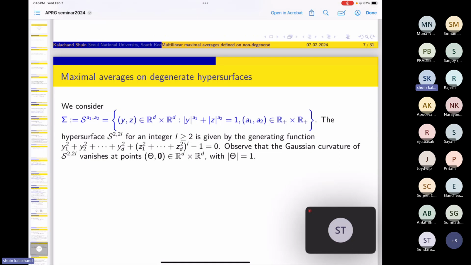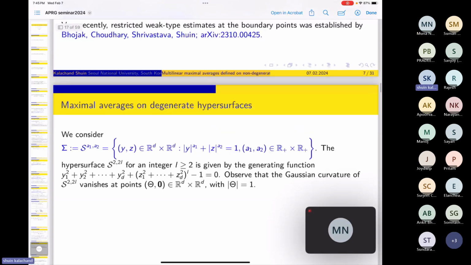So here, observe that if we take A1 equals to... can you repeat this point? What did you say? Okay.